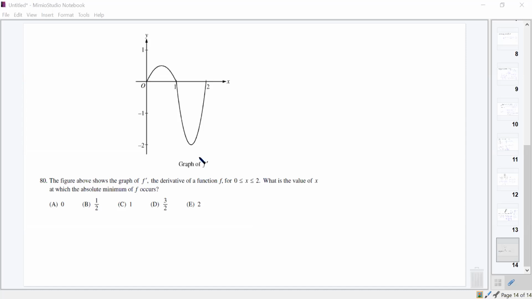This is the graph of f prime. F prime, to have a minimum, would have to go from negative to positive. Well, this is not going from negative to positive here, so my only options are at the endpoints. And so it's not going to be half, it's not going to be 1, it's not going to be 3 halves.